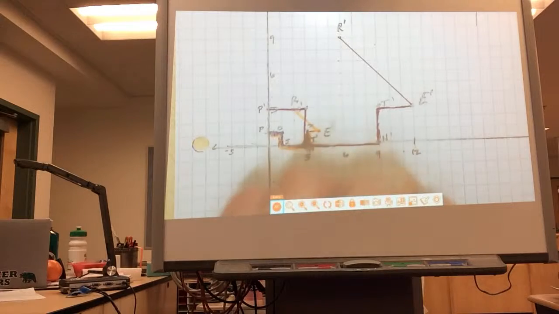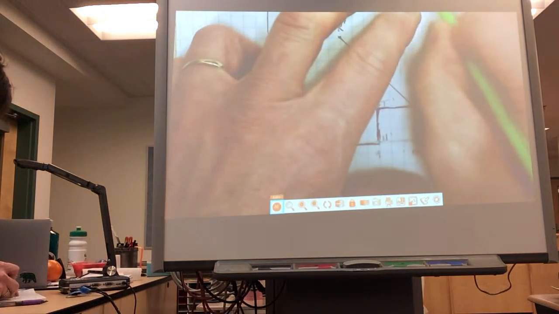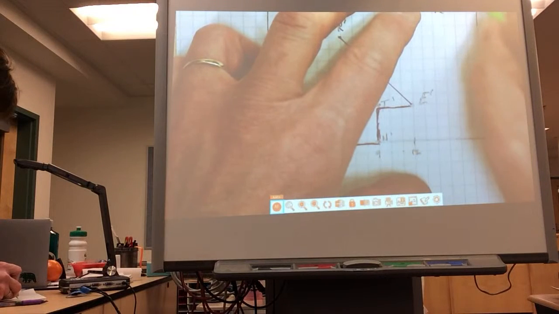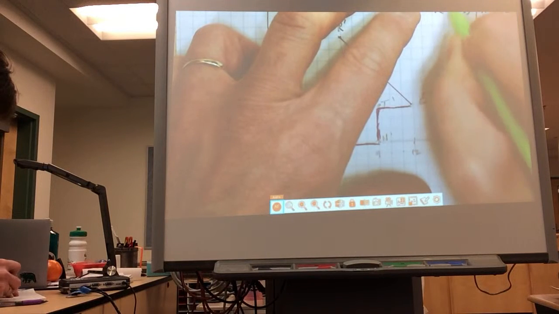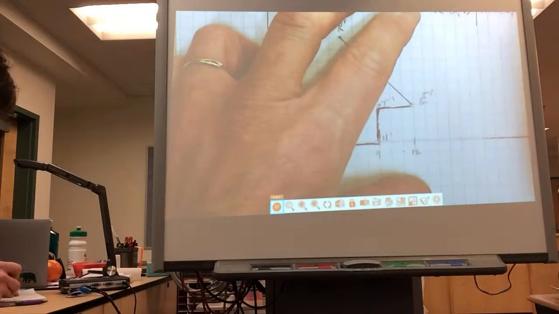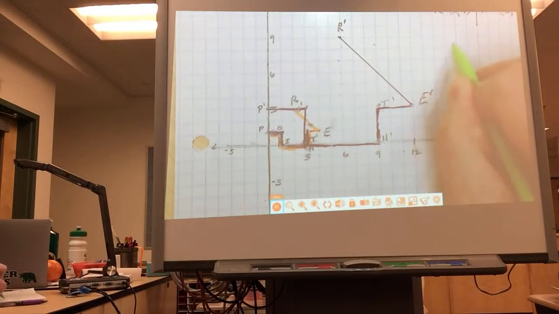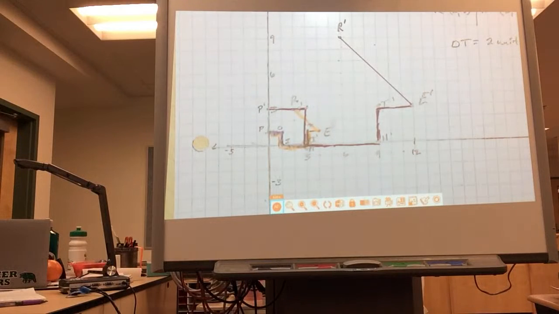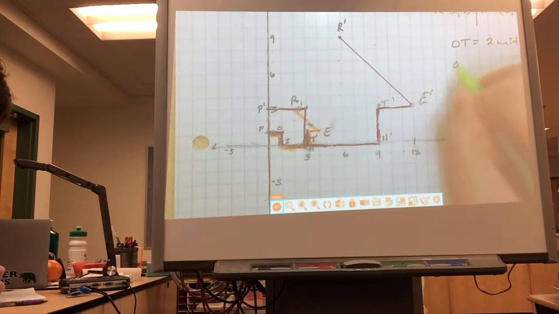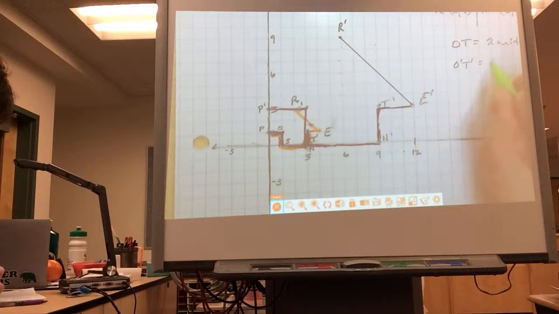Okay, so I'm gonna write on here. I think he just added E and R. Yeah, I'm just adding the E and the R. Okay, and then underneath this, I'm gonna say that OT is 2 units. So this is just stuff that's not written on the board yet. And then O prime, T prime is 6 units.